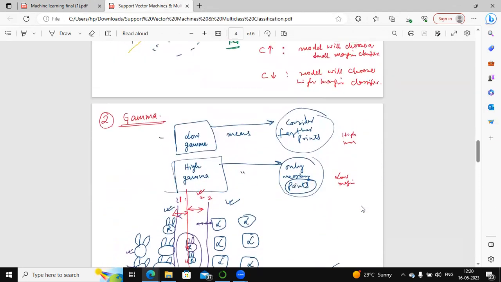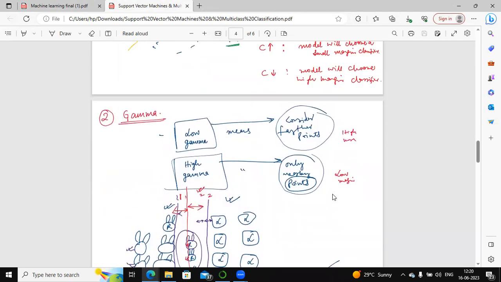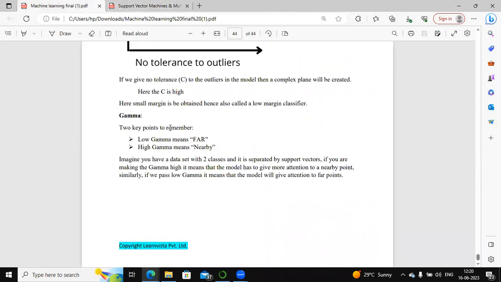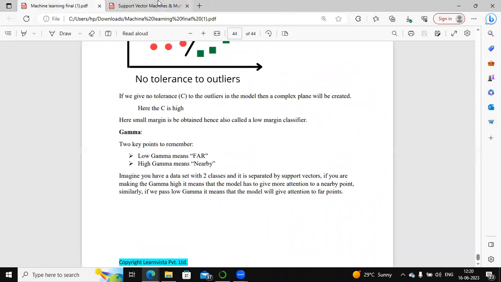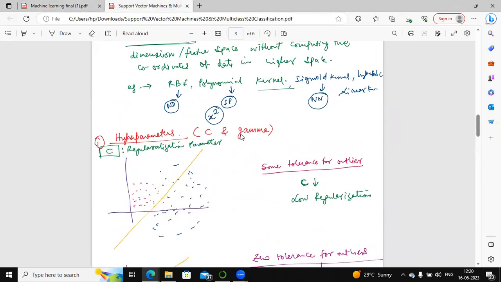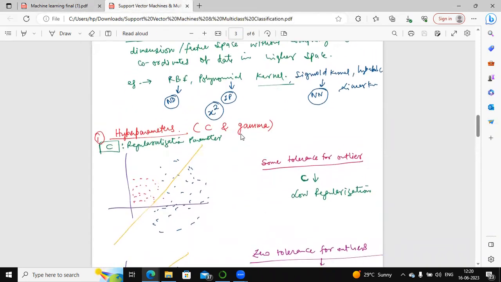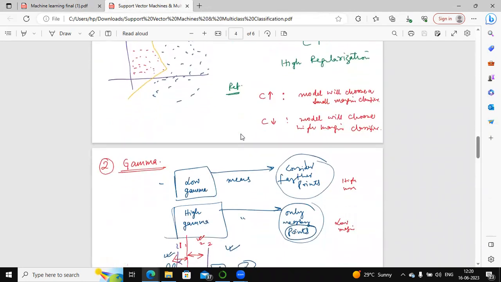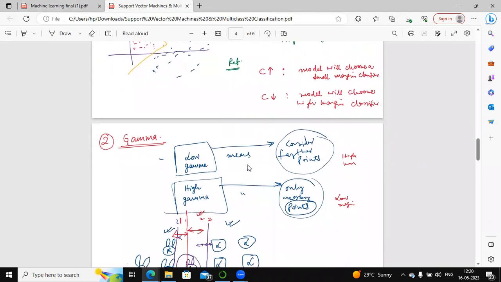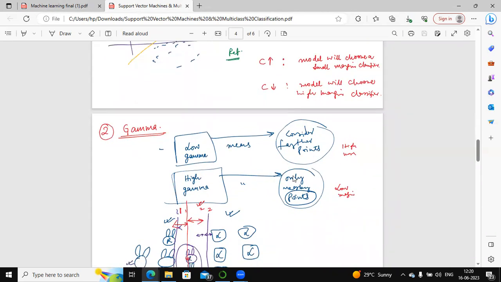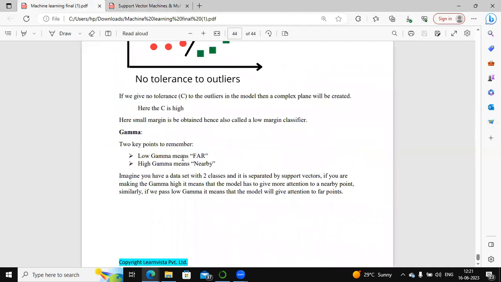So let me take gamma first. Two key points to remember here: among the hyperparameters, the other parameter that we are going to discuss is gamma. In gamma, low gamma means consider farther points. High gamma means only nearby points. Let me discuss in brief, okay? Low gamma means far, high gamma means near.